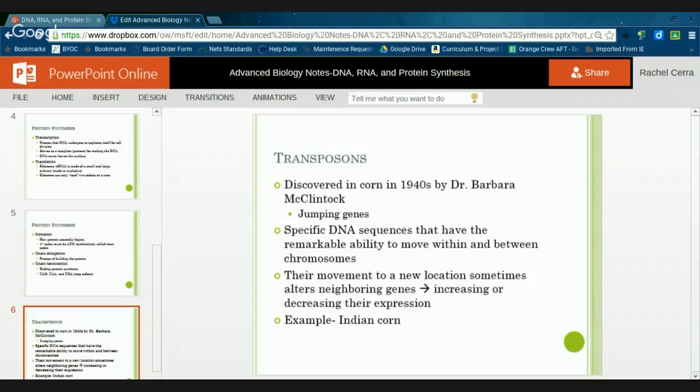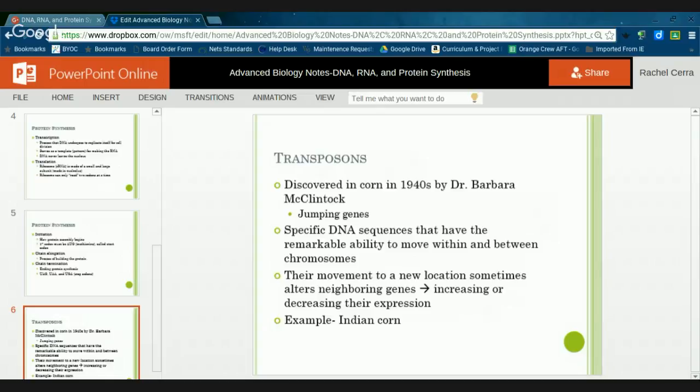Okay, last little bit for you for today. Transposons. This is the new part that you haven't had yet, as far as I know. Transposons are little pieces of DNA that have the ability to insert themselves into another piece of chromosome. They can take themselves out of one and jump, quote unquote, into another. So we call them jumping genes. They were discovered in around the 1940s by Dr. Barbara McClintock. She was looking at corn, specifically Indian corn.